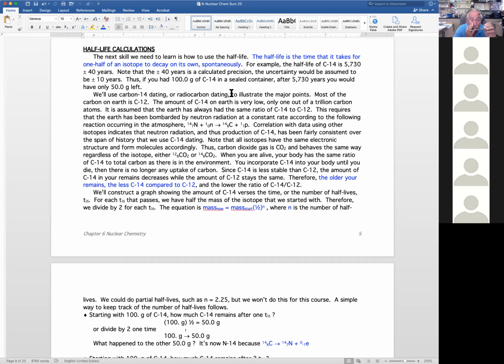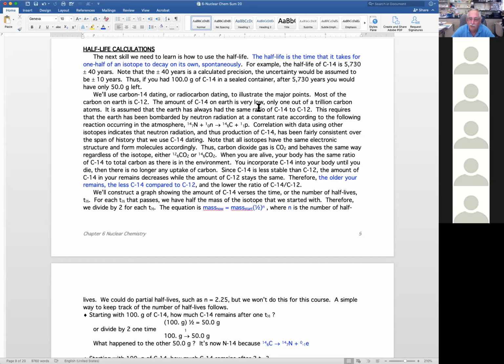So most of the carbon on planet Earth is carbon-12. The amount of carbon-14 on Earth is very low. And as it gets older and older, there's less and less of it. So it's more difficult to get the age of older things.